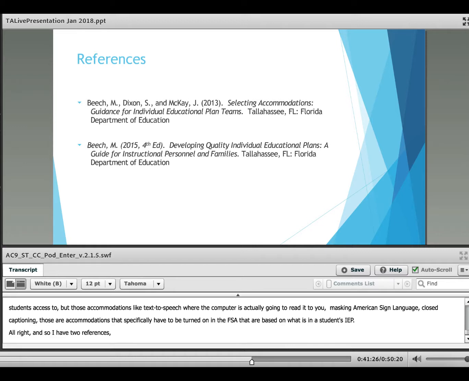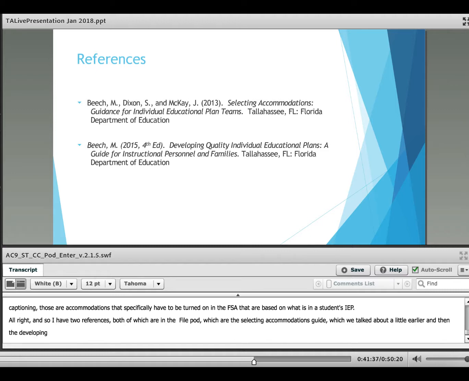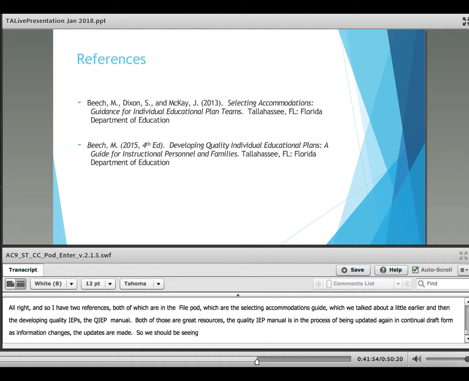All right, and so I have two references, both of which are in the file pod, which are the Selecting Accommodations Guide, which we talked about a little bit earlier, and then the Developing Quality IEPs, or QIEP manual. Both of those are great resources. I know the Quality IEP manual is in the process of being updated again, in continual draft form as information changes and as updates are made. And so we should be seeing an even newer version coming out soon, but the 2015 version is there in the pod for you.